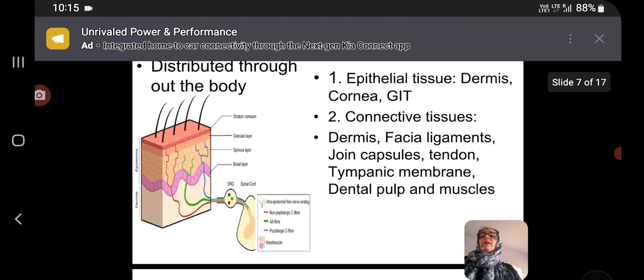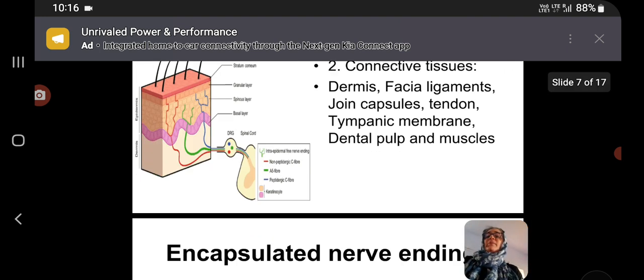Now you can see the nerve ending. These free nerve ending structures are present in the dermis and epithelium of our skin, the cornea of our eye, and the gastrointestinal tract, where any stimuli due to pain, pressure, or chemicals will be detected and the brain informed. They are also present in connective tissues, fascial ligaments, joint capsules, tendons, the tympanic membrane of the ear, and dental pulp. In these places we can get perfect stimuli.